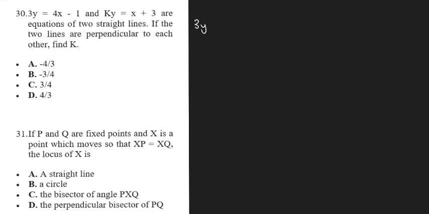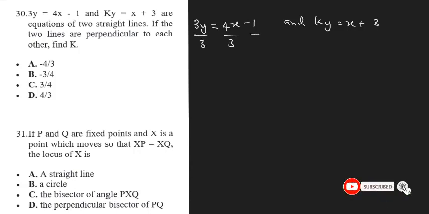We have 3y equals 4x minus 1. And we have ky is equal to x plus 3. So all these are linear equations, right? We're going to make it in such a way that we get the gradient. Remember that this is in the form y is equal to mx plus c, where m is the gradient. So we're going to find the gradient from it. In this case, you divide all through by 3. This one you divide all through by k. We're trying to make y the subject of the formula.